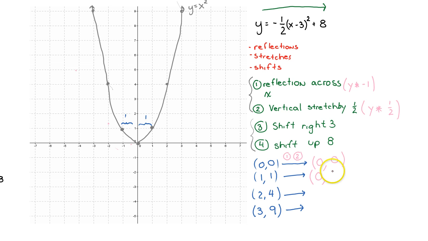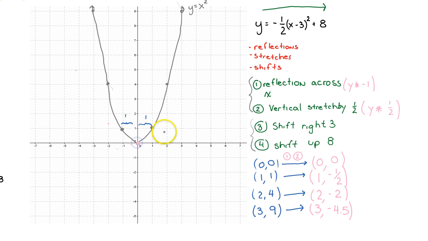Oh, pardon me. 1 times -1/2 is -1/2. So the x value doesn't change. 4 times -1/2 is -2. X doesn't change. 9 times -1/2 is -4.5.